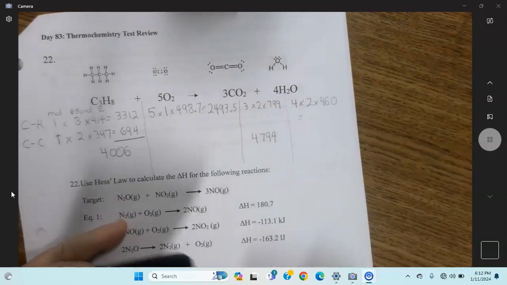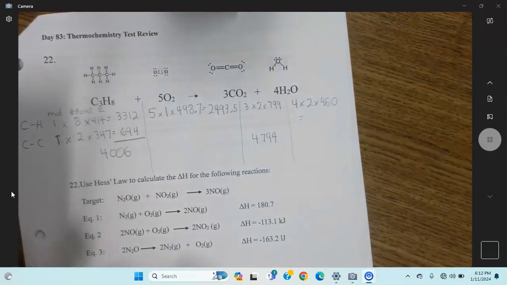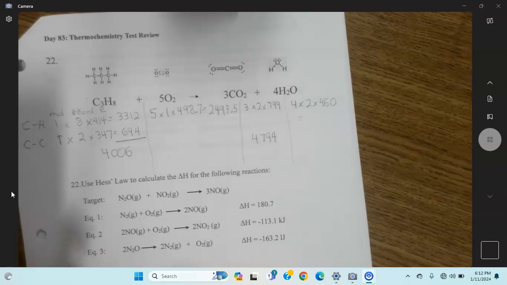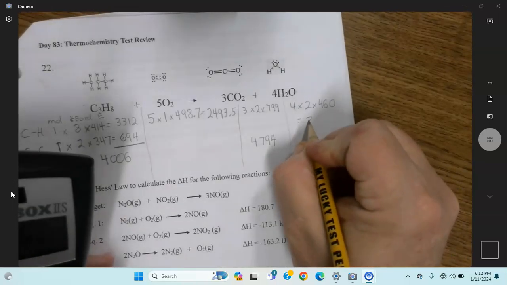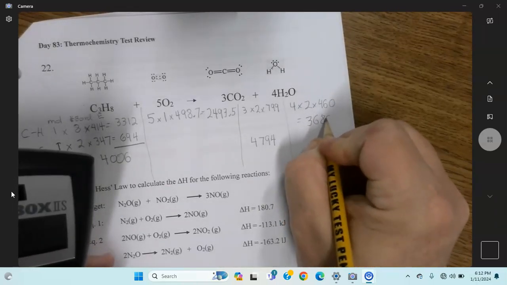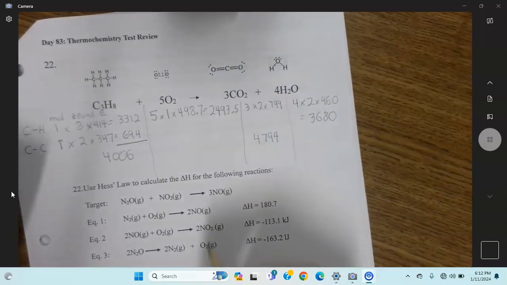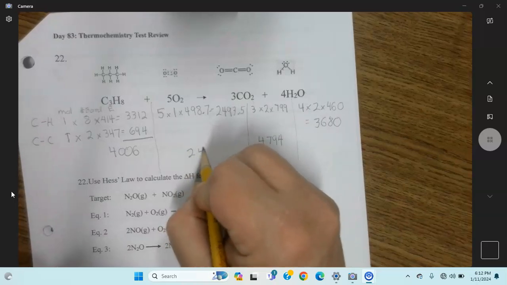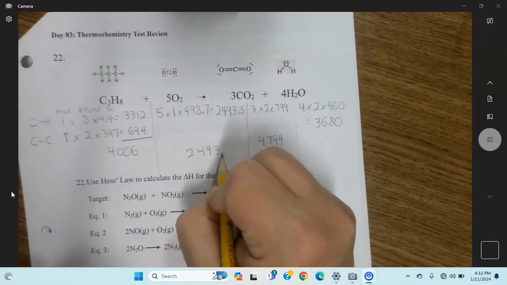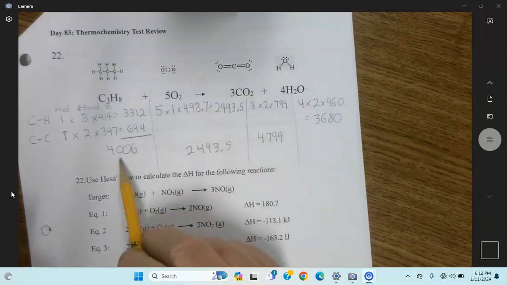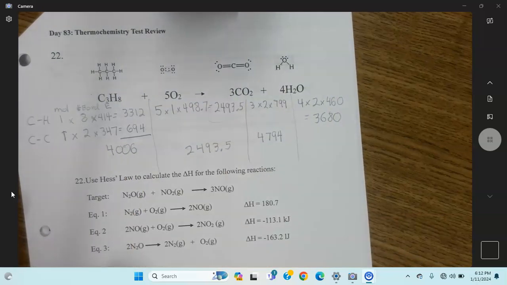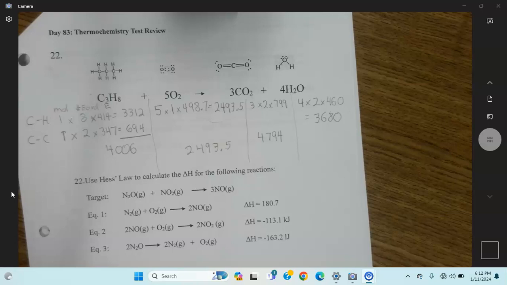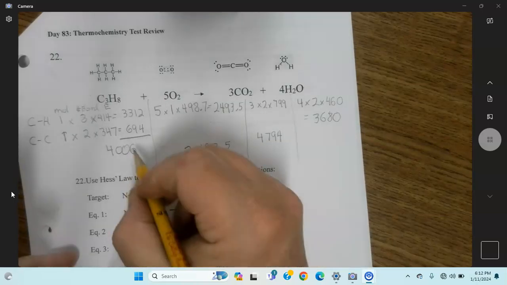Okay, and we're going to multiply that. So we have 8 times 460 if you do all that. And that gives us 3680 kilojoules per mole. Okay, so I'm going to write this one. I'm just going to move it down here. So it's 2493.5. Now I'm going to add these 2 together. And what I get is 2493.5 plus 4006 gives us 6499.5.